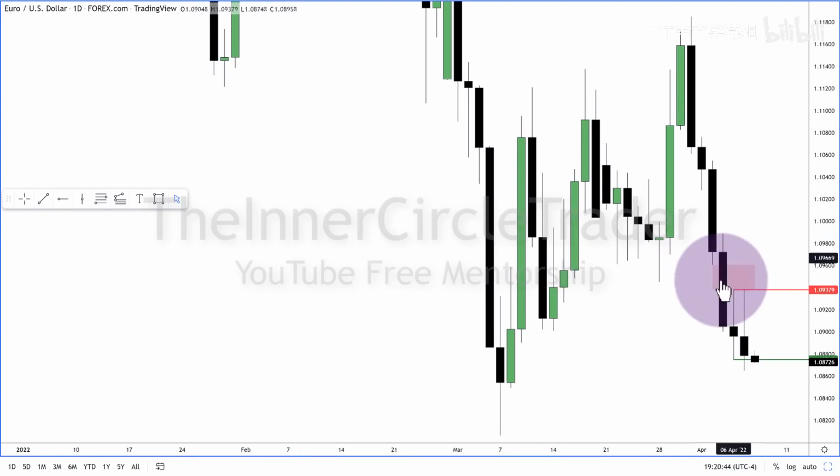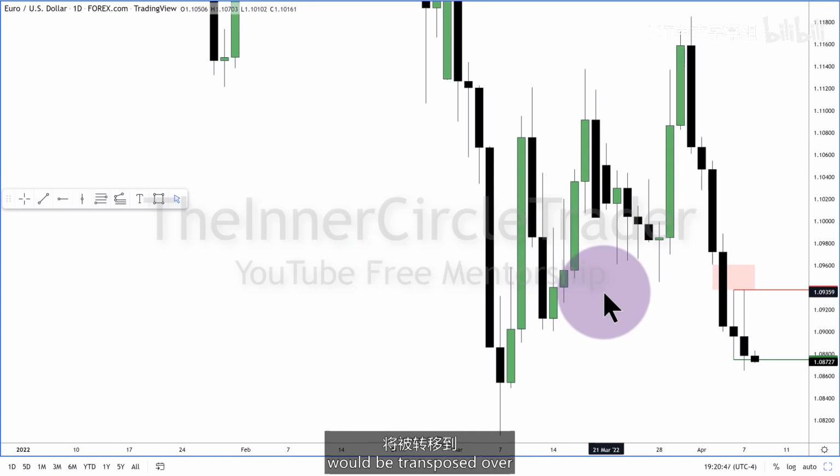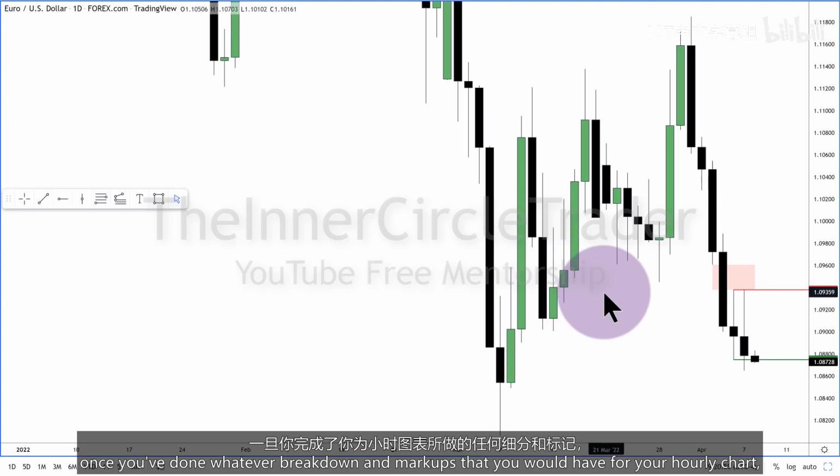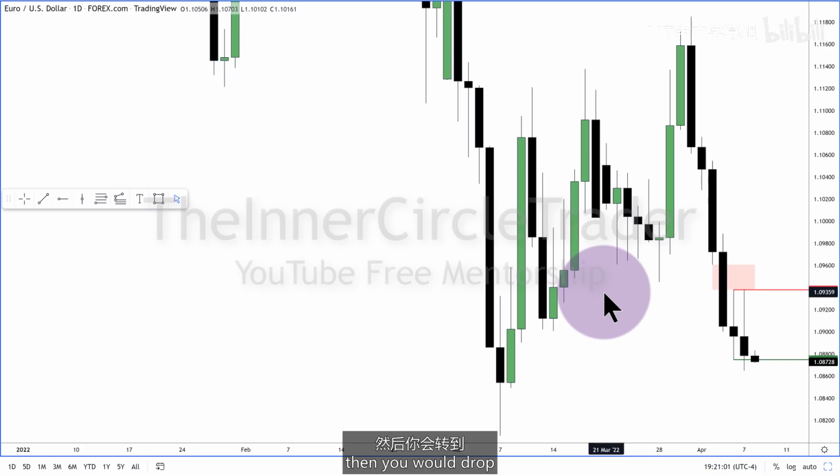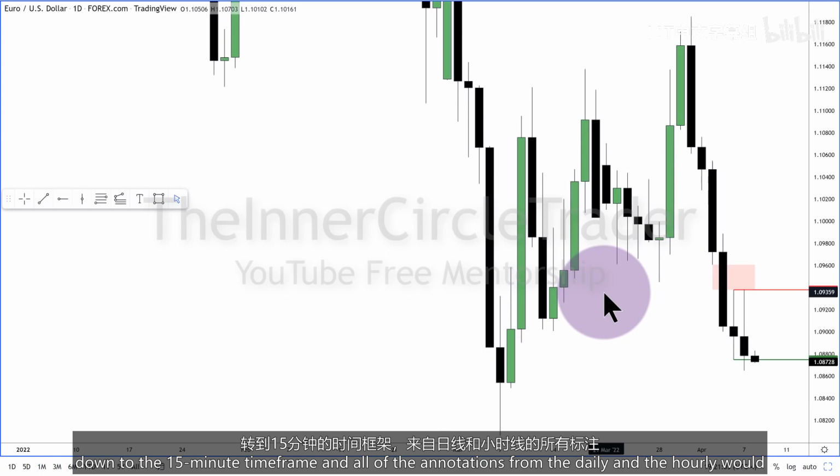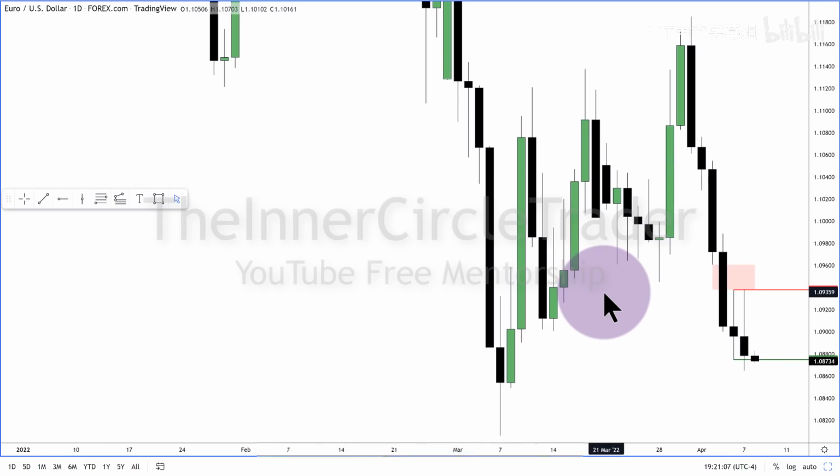And then everything you did here would be transposed over to the TradingView chart. That would be on the hourly chart rather. And then once you've done whatever breakdown and markups that you would have for your hourly chart, then you would drop down to the 15-minute time frame and all of the annotations from the daily and the hourly would appear on your 15-minute chart, as you'll see.